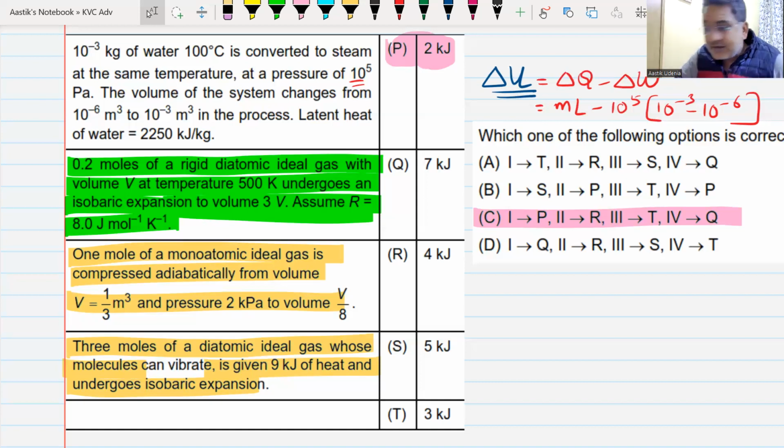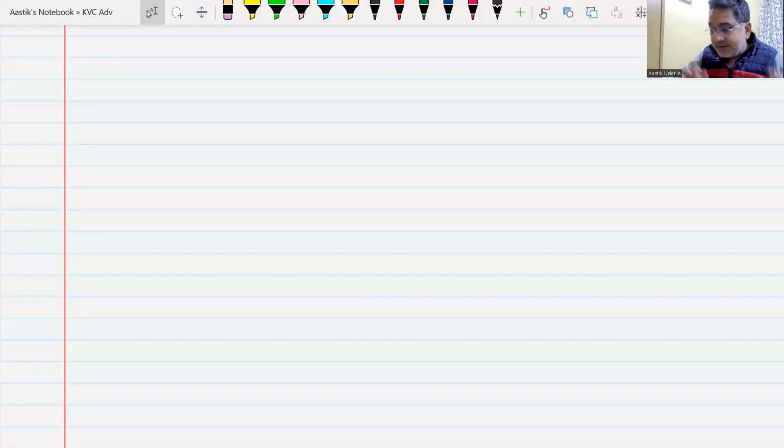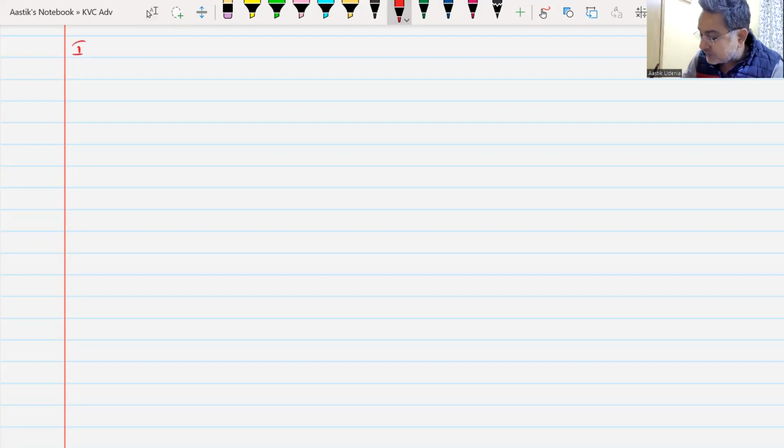We move ahead, and now, what is that thing that biology students do when they have a frog and they cut it? Dissection. Let's do a dissection of the different processes and see them once and for all, and try to finish this thermodynamics altogether. The first process that we are going to see is the isochoric or the isometric process.